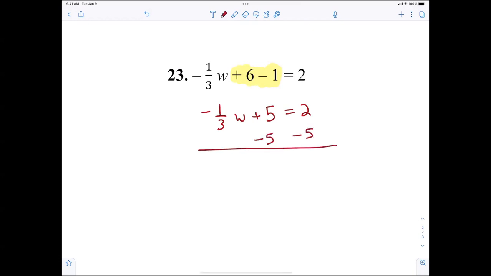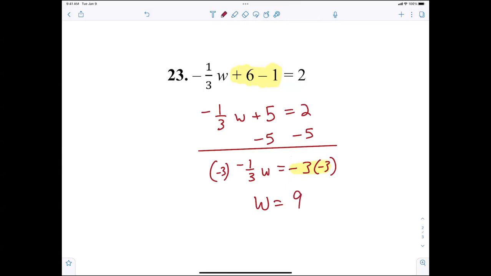There you go, kiddo. So I have -1/3 W equals what? -3. And then you multiply by the reciprocal, which is just what? 9, -9. Right. Wait a minute. What is it? Oh, +9. Yeah, it's +9. All right, +9.